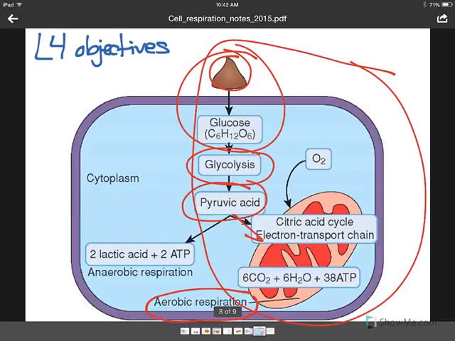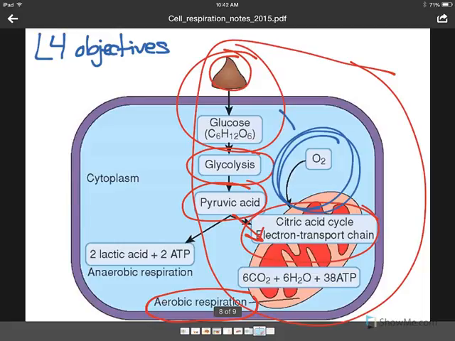Then we enter into the mitochondria. This is where the Krebs cycle and the electron transport chain happen. And if you notice based on the diagram, in order for these processes to happen, oxygen has to be present. Aerobic respiration is basically respiration when oxygen is present. So if oxygen is not present, aerobic respiration cannot occur.